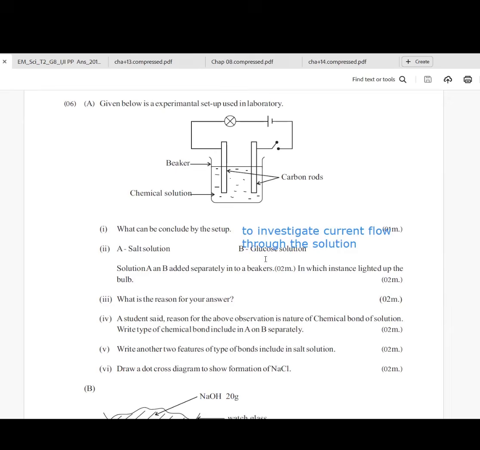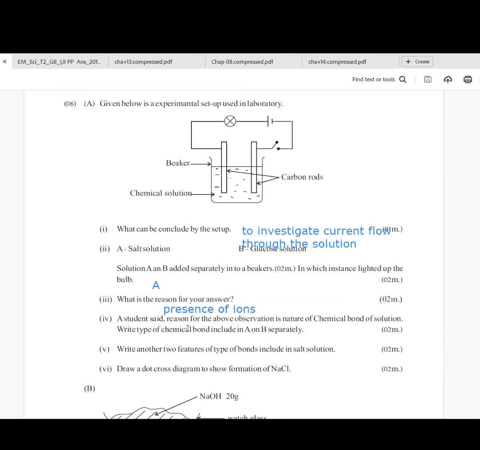A. Salt solution, B. Glucose solution. Solutions A and B were added separately into beakers; in which instance did the bulb light up? Answer A, salt solution, because it contains ions to take the electricity from one place to another place. What is the reason for your answer? Presence of ions. Ions can take the electricity.